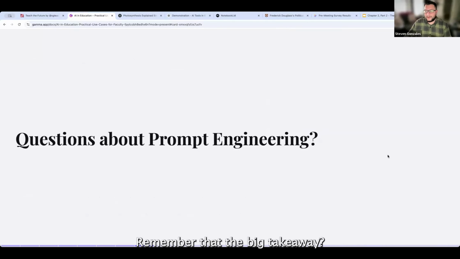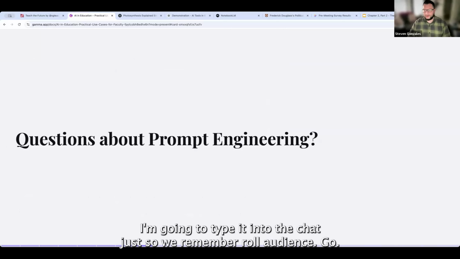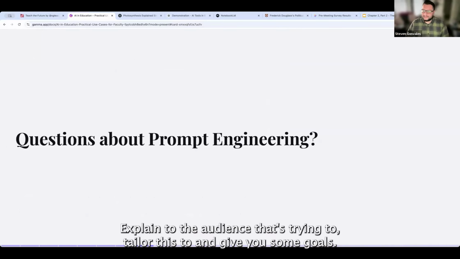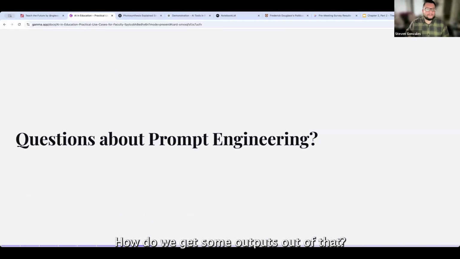Remember the big takeaway. I'm going to type it into the chat just so we remember. Role, audience, goal. Give ChatGPT a role. Explain to it the audience that you're trying to tailor this to, and give it some goals. How do we get some outputs out of that?